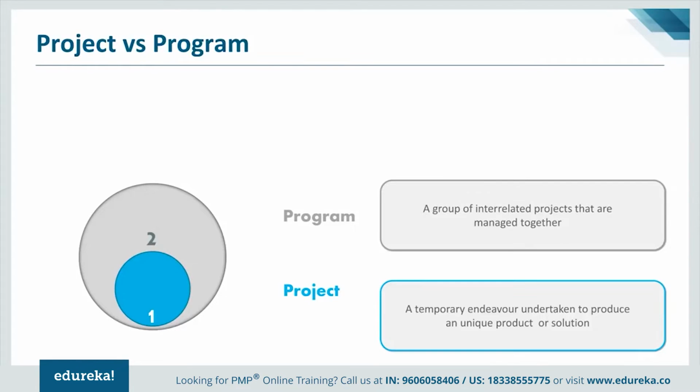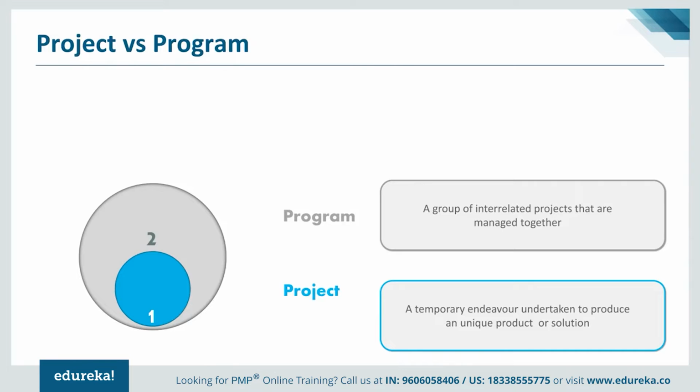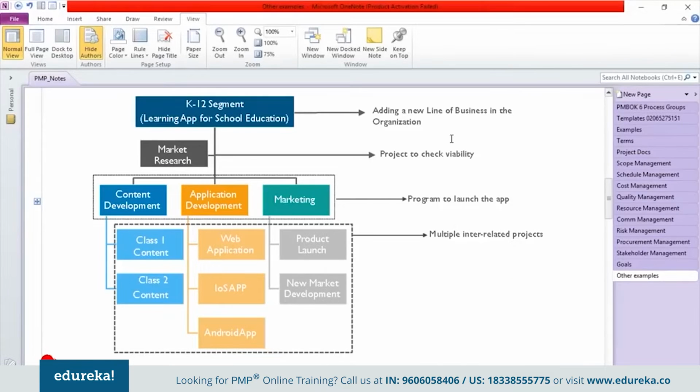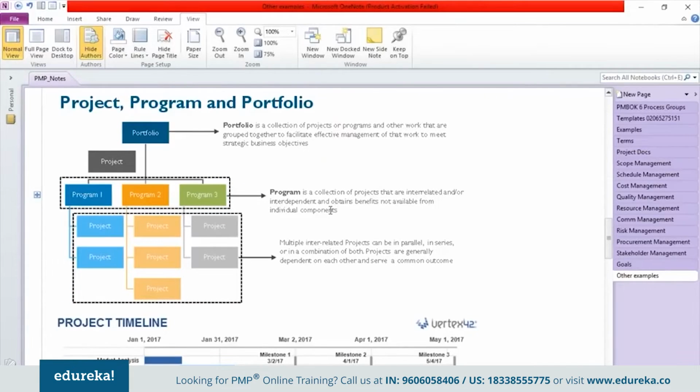A program would be then a group of interrelated projects. As you can see here, under the marketing program, you will have a couple of these marketing projects. Similarly, the application development program will have similar kinds of projects. So it's a group of projects, which is nothing but your program. And a portfolio is a collection of your projects and operations, which are managed under one group. And typically you will find portfolios are introduced as a result of some strategic goal. So in this case, the strategic goal was to launch a new line of business. And that's what was decided by this organization. So this is what happens in project, program, and portfolio.